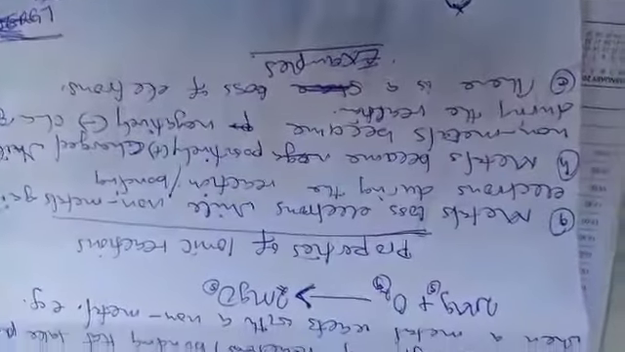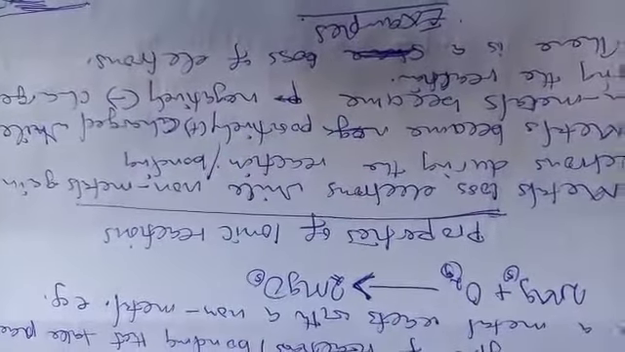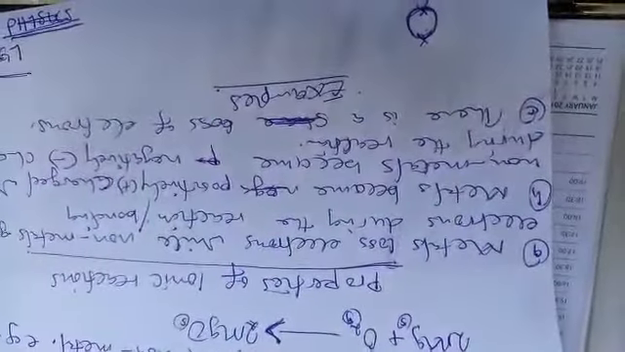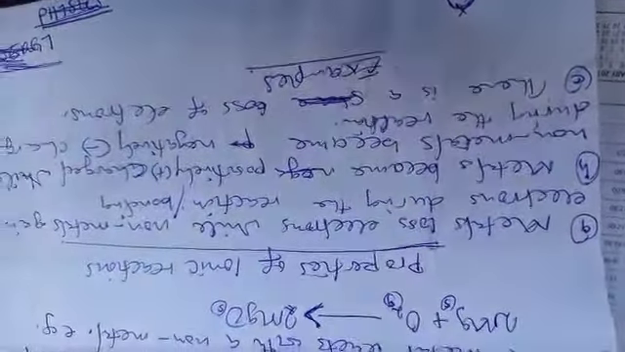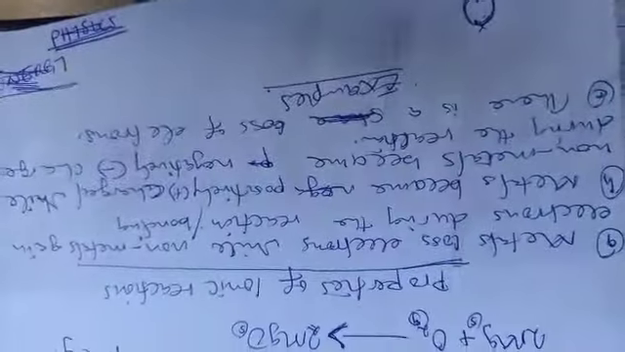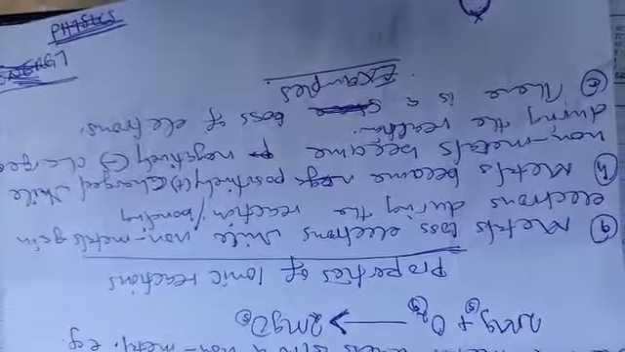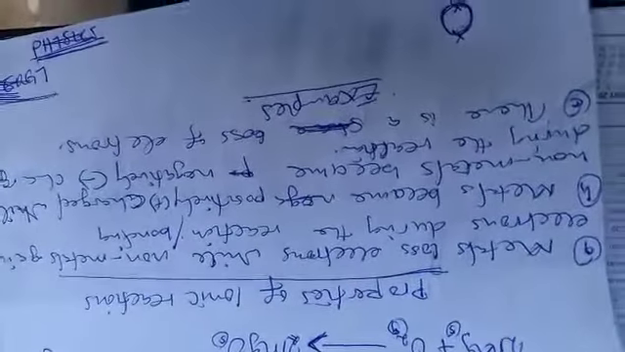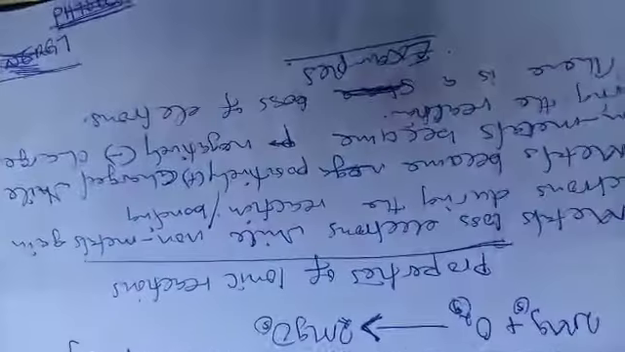These are some of the properties. Metals lose electrons while non-metals gain electrons during the reaction of ionic bonding. This is one of the properties of ionic bonding. We also have metals becoming positively charged while non-metals become negatively charged when they react with non-metals. So during ionic bonding, a metal will gain a positive charge while a non-metal gains a negative charge.